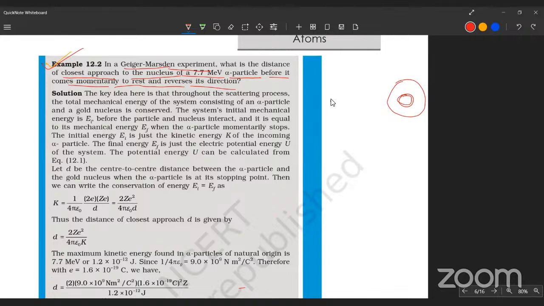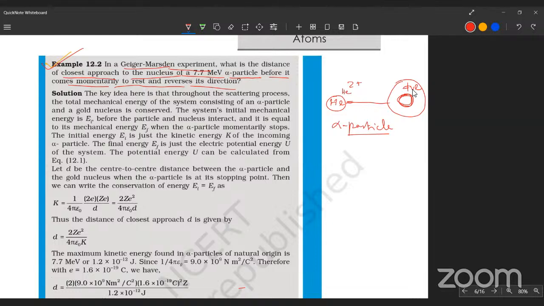So suppose a helium nucleus is approaching. This helium 2 plus is an alpha particle, which is approaching this nucleus. This nucleus is also positively charged, right? The nucleus is also positively charged.